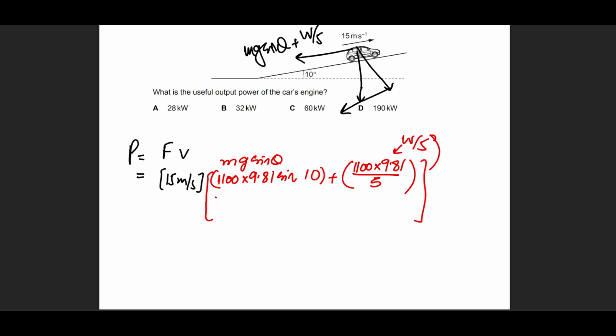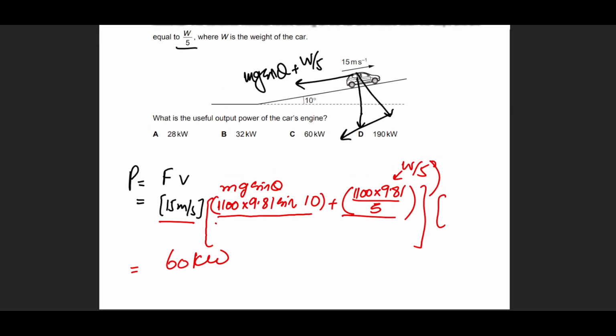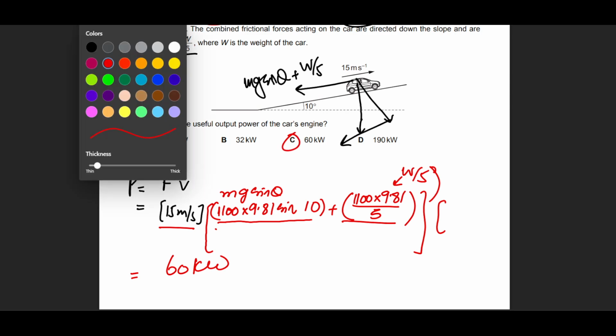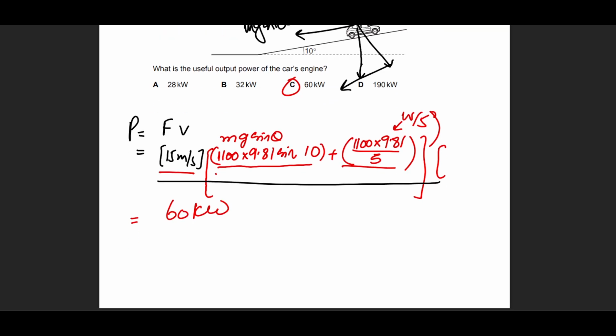So what you can do is find this separately and find this separately, then add them together and then multiply it by the velocity which I've already written in the front. So this comes out as 60,000 watts, which is going to be 60 kilowatts. So this will be your answer. Don't make a calculator error. If you don't like this single step method, you can solve this one by one, does not matter. Solve this separately, then add them together, then multiply by 15, you will get this answer.